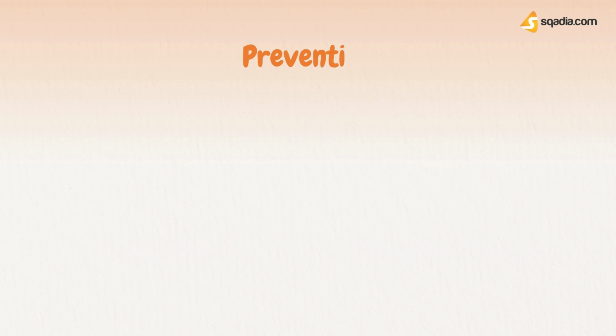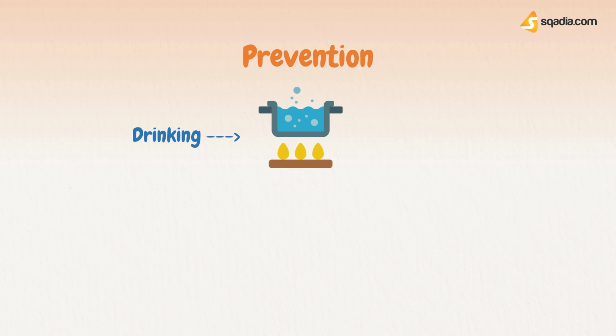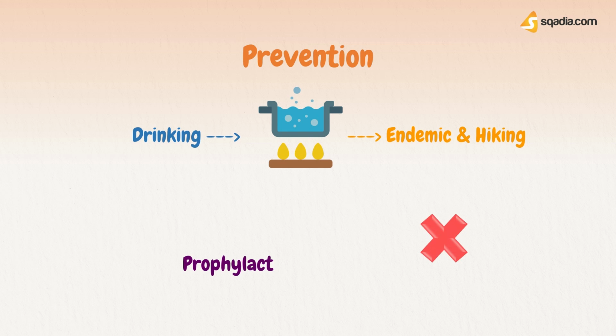The question arises, how can disease spread from Giardia lamblia be prevented? Well, prevention involves drinking boiled, filtered, or iodine-treated water in endemic areas and while hiking. No prophylactic drug or vaccine is available. That was all about Giardia lamblia.